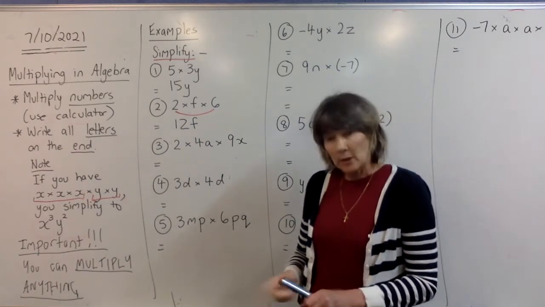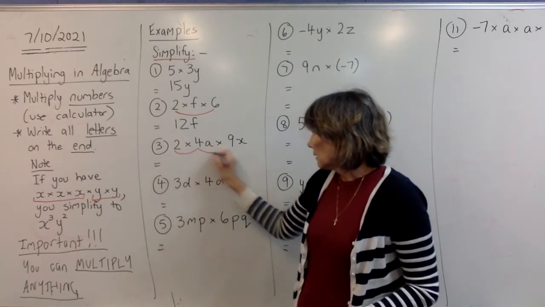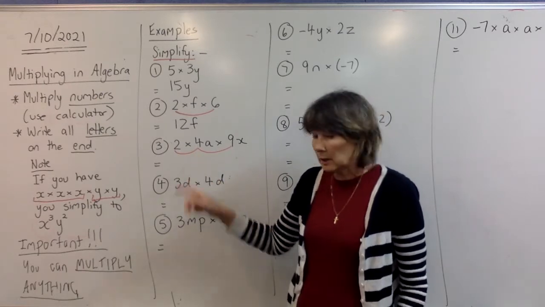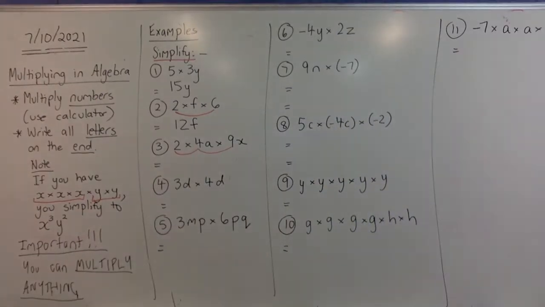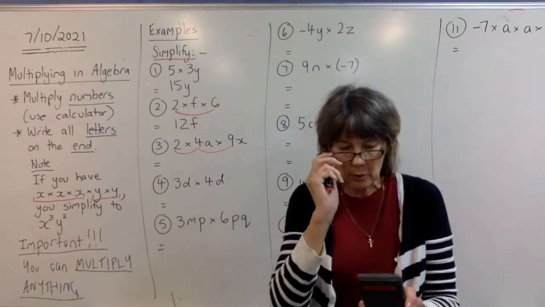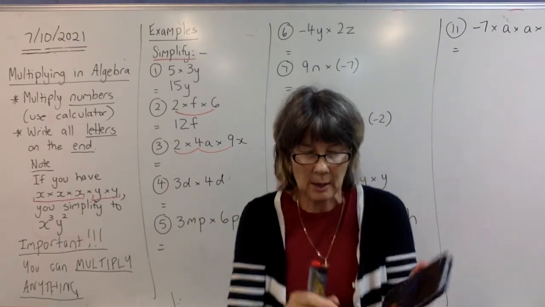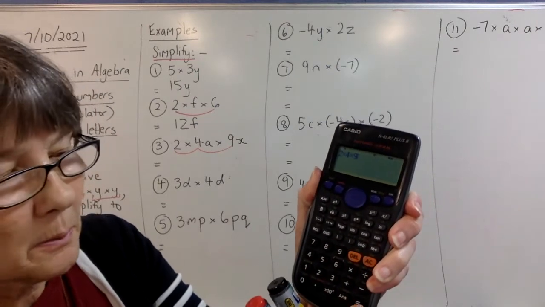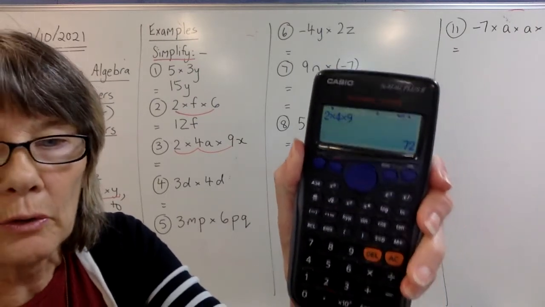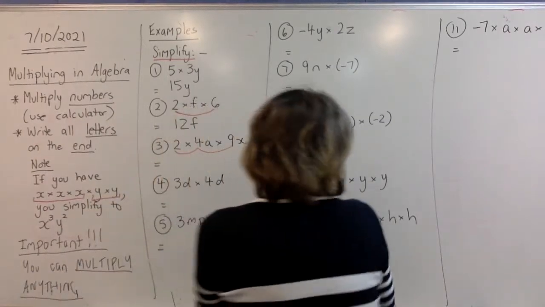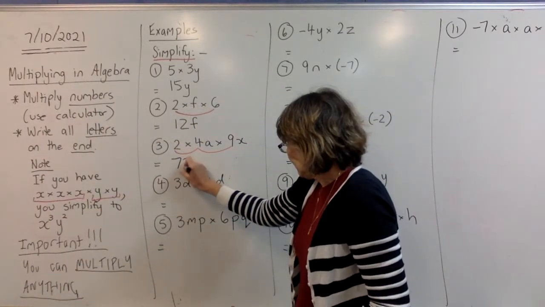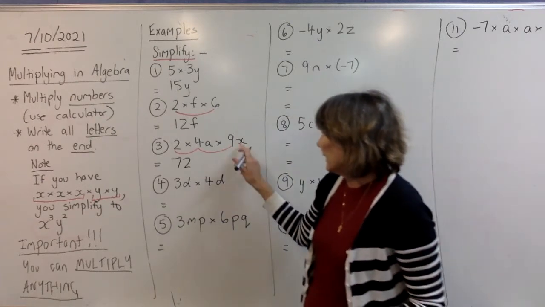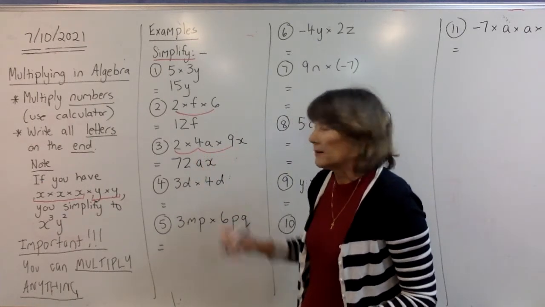Next one. So this time we've got 3 numbers to multiply. So you're going to write in your calculator 2 times 4 times 9, and then equals at the end. Don't press any equals until the end. Okay, so we're going to go 2 times 4 times 9, press equals 72. Write that down. Then we're going to get our letters and write them on the end. So we have an A and an X. They're both going to be written on the end.